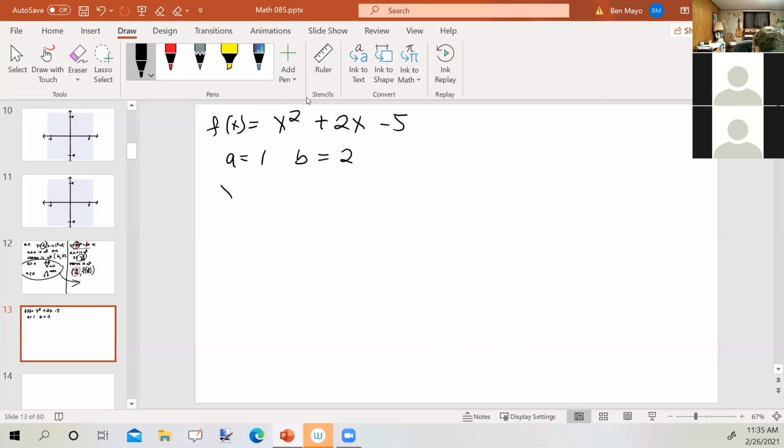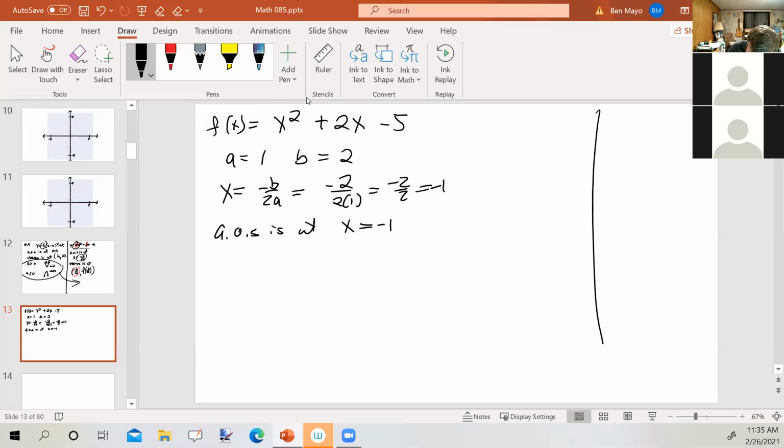So x equals negative b over 2a would be negative 2 over 2 times 1, which is negative 2 over 2, which is negative 1. So the axis of symmetry is at x equals negative 1. So if we were graphing this freehand, over here at x equals negative 1, we'd have a dotted line representing the axis of symmetry about which the graph is symmetric.